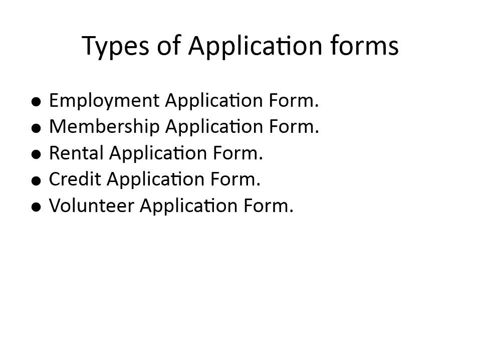Now we will understand the types of application forms. Employment application form, membership application form, rental application form, credit application form and volunteer application form. We will discuss each one of them in detail. First we will take employment application form. A form used to collect information from job applicants. Information collected may include availability for work, proof of legal employment status, salary requirements and past job history.